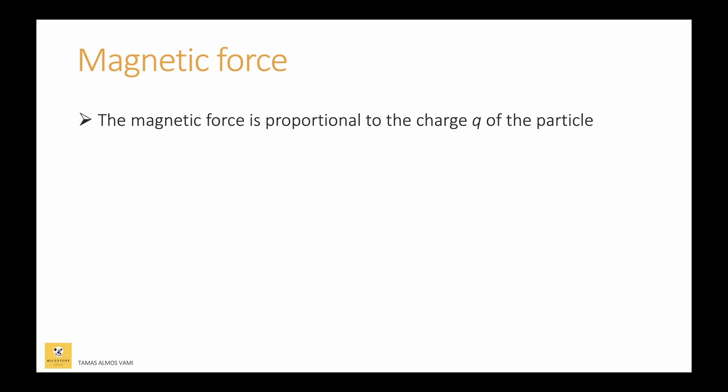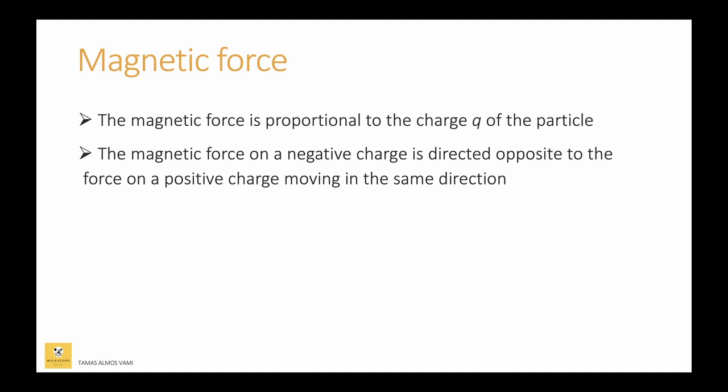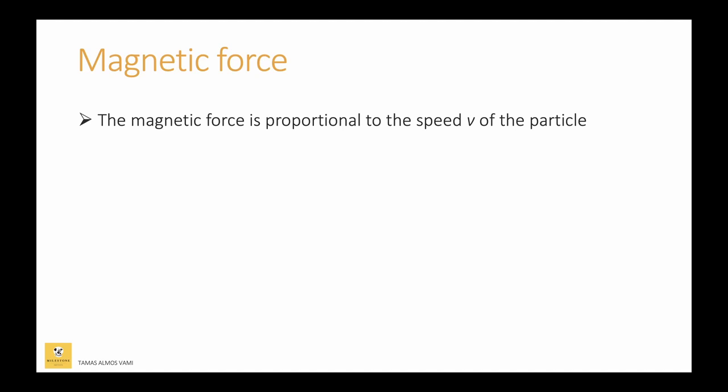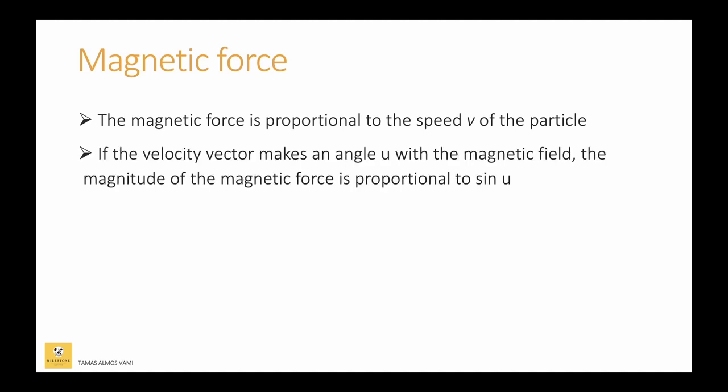So then going into the magnetic force, similar to how we discussed electric fields and then electric forces, the magnetic force is called the Lorentz force, and it is proportional to the charge of the particle, denoted with q. When you have a negative charge, the force is directed opposite to the force on a positive charge moving in the same direction. And the magnetic force is proportional to the magnitude of the magnetic field vector B, and it's also proportional to the speed of the particle, denoted with v.